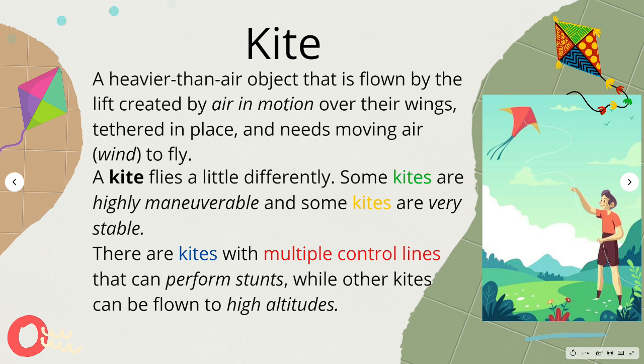A kite is a heavier-than-air object that is flown by the lift created by air in motion over its wings, tethered in place, and needs moving air, so that is the wind, to fly. A kite flies a little differently. Some kites are highly maneuverable and some kites are very stable. There are kites with multiple control lines that can perform stunts, while other kites can be flown to high altitudes.